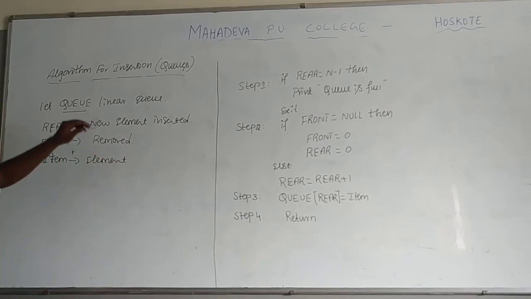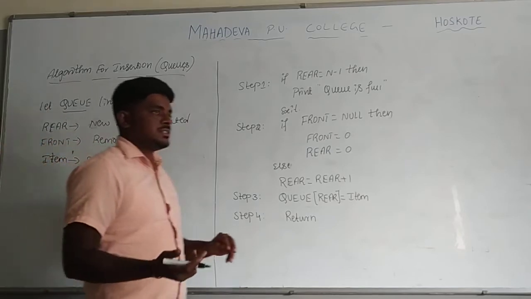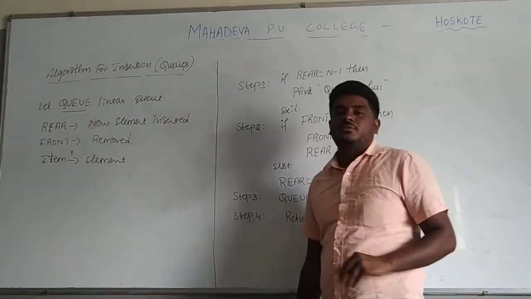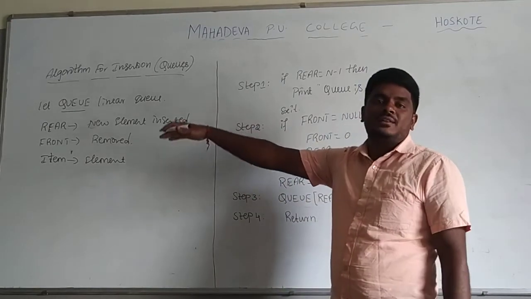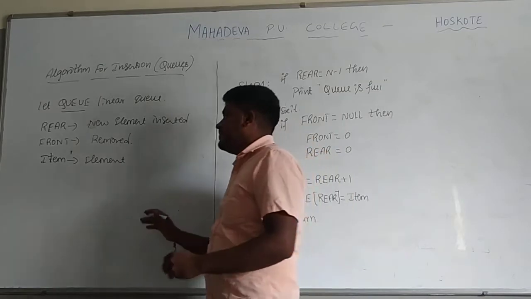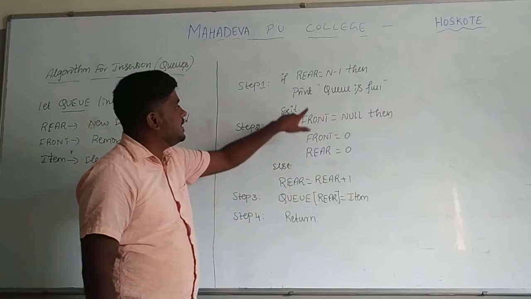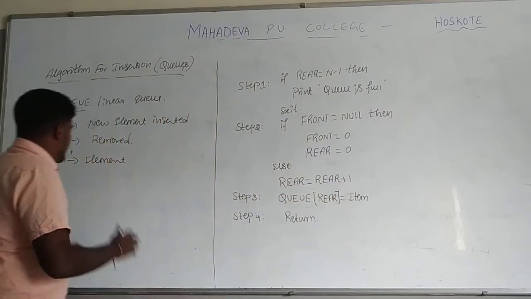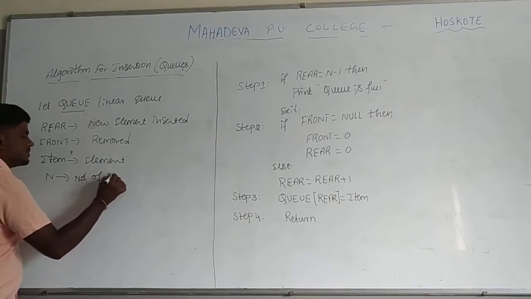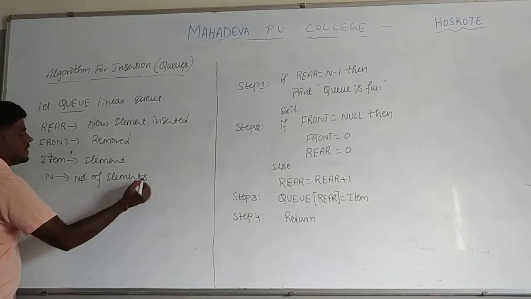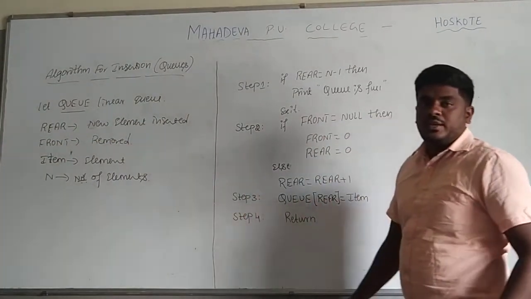Queue is a linear data structure. It has two ends for insertion as well as deletion. For insertion we use the rear end, and for deletion we use the front end. In this algorithm we use the terms queue, rear and front, and also item. And n is the number of elements, the number of elements to be inserted. So this is the algorithm we use to insert a new element.